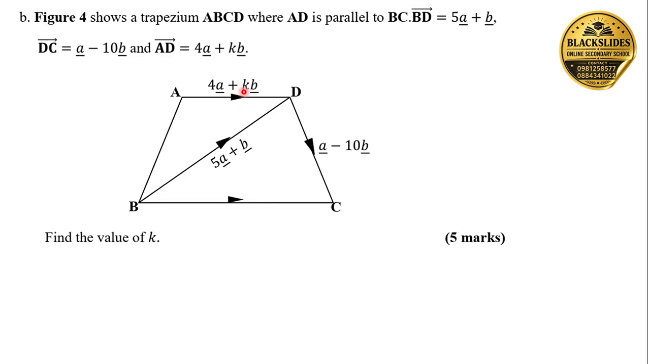So for us to find the value of k, first of all, we must know what BC is. Remember that parallel vectors have the same gradient. Or if one vector is a multiple of the other, it means that those two vectors are parallel. So the fact that AD is parallel to BC means that these two vectors have the same gradient, or one vector is a multiple of the other.